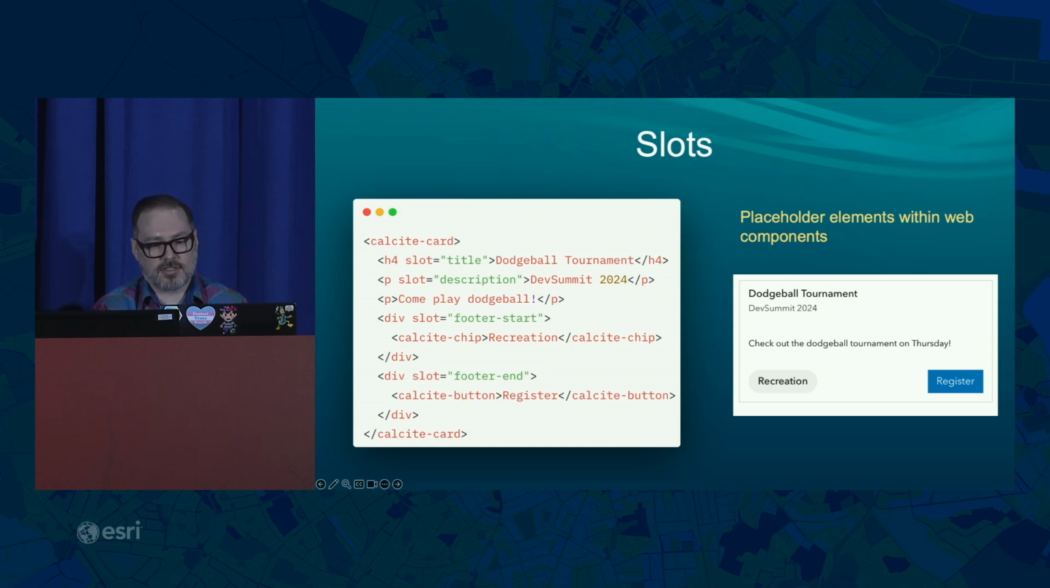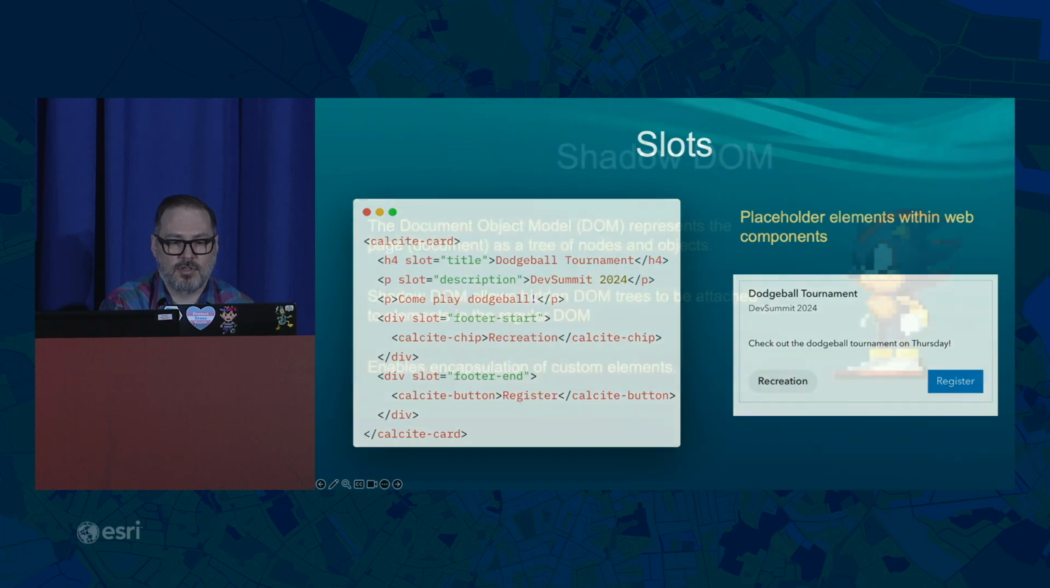Okay, so we've got custom elements, and it's reusable, but how do we make it safe? The good news is you don't have to do anything thanks to Shadow.